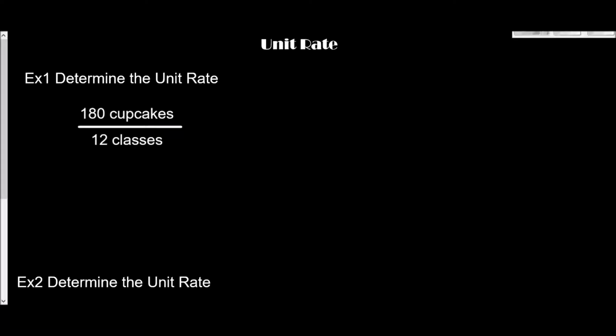Unit rate is determining how many things per one thing. So the most common is miles per hour. You will also see this often in the grocery store. So it's just comparing two units.